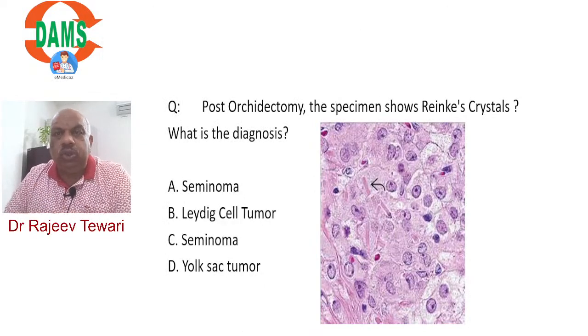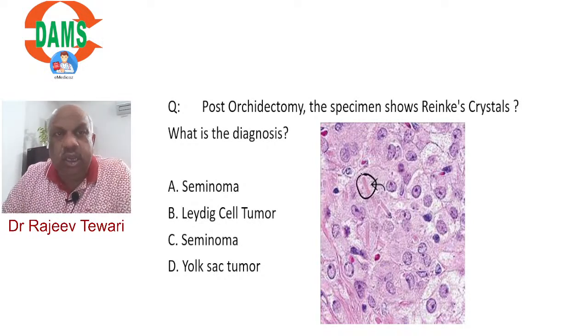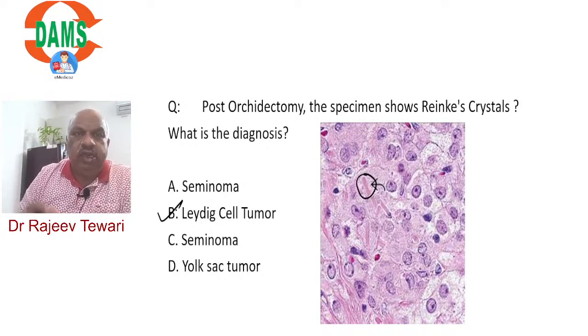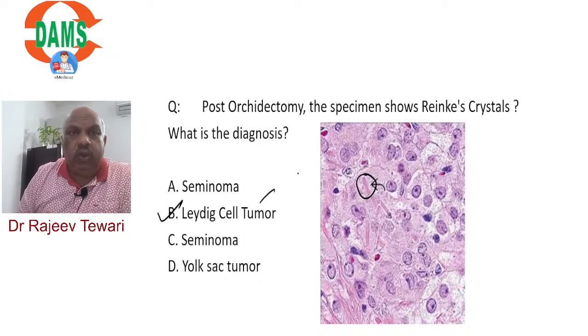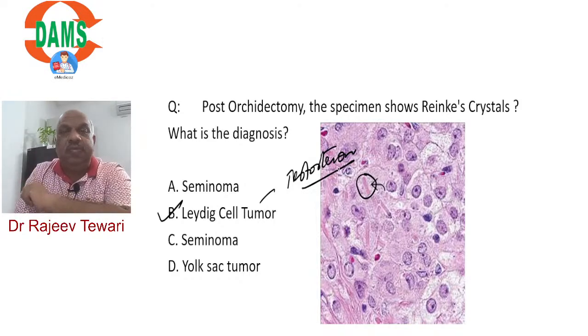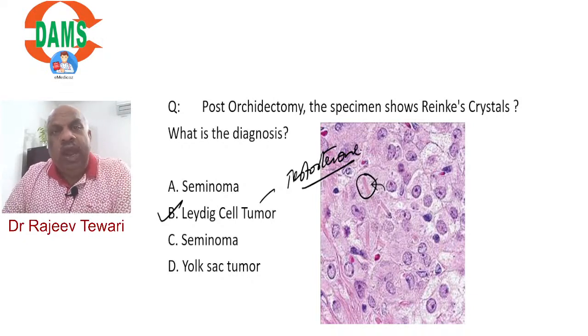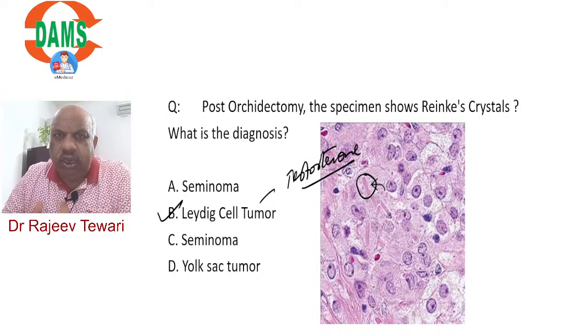Post-orchidectomy, the specimen shows Reinke crystals. Reinke crystals are intracytoplasmic rod-like crystals, and they are characteristic of Leydig cell tumor. Leydig cell tumor is a testosterone-producing tumor. It has a bimodal pattern. One peak is within 10 years, and within 10 years a tumor producing testosterone will of course cause precocious puberty, and later on after 40 years you can also get this. It's usually benign, 80% benign.